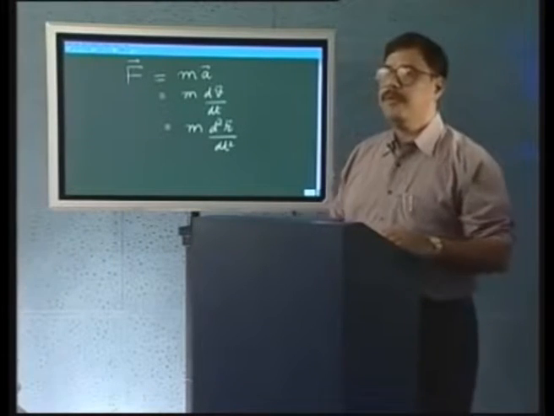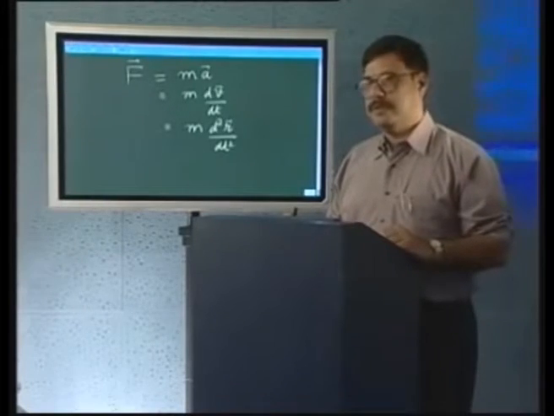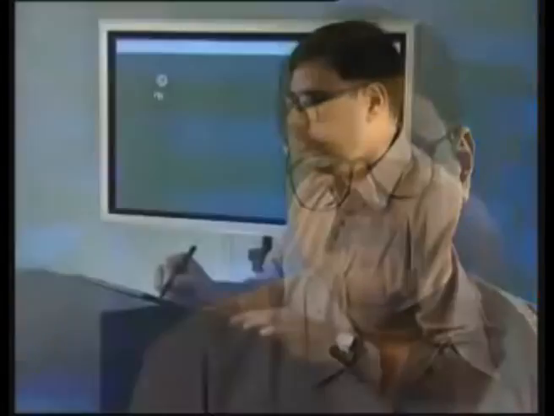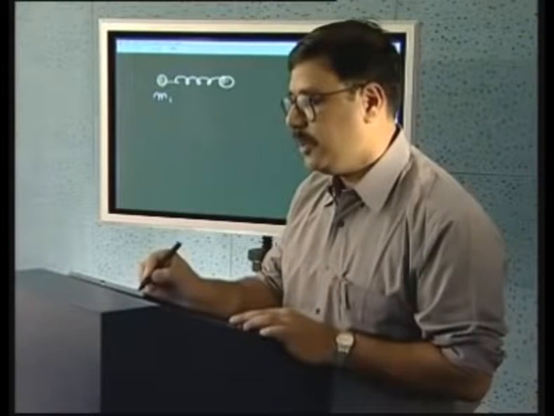Now we are going to make the problem slightly more difficult. We are going to ask a question: what happens when I have more than one particle? For example, let us take two particles, say of mass m1, connected by a spring, and mass m2 here.